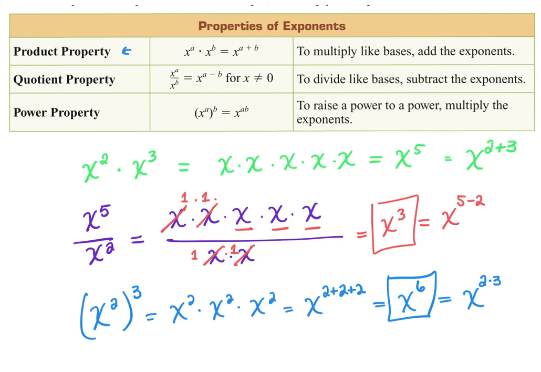Those are your first 3 properties. If you multiply like bases, add their exponents. If you divide, subtract. If you take a power to a power, you multiply your exponents. Those are your first 3 properties. So let's look at how those are applied. By the way, when I give you a quiz or a review, we will be doing it with variables and with numbers. All of these examples right here are with numbers, but I'm going to give you some later on in the week with all variables.